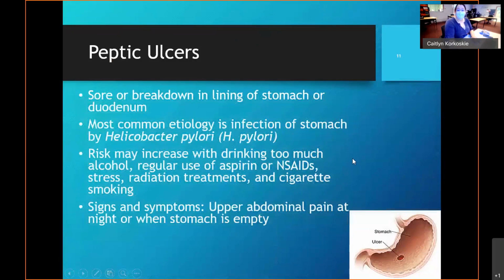But yeah, anyways, they'll put this mesh material over that opening so that way it doesn't just slip back in there again. So, all right, ulcers are pretty common for people to get.